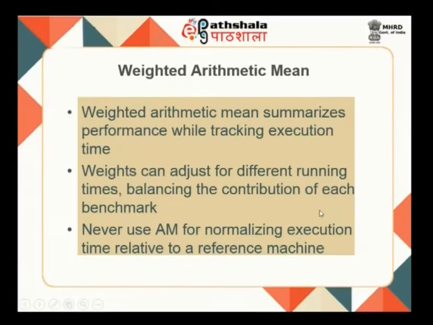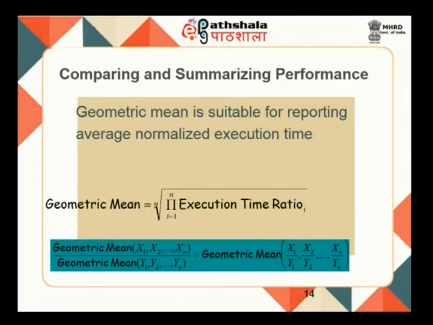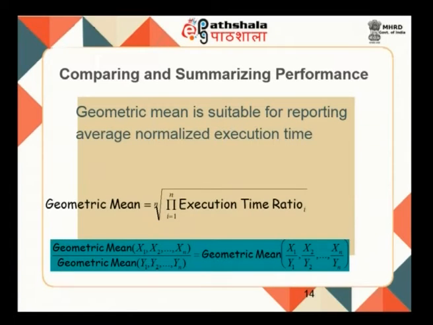But when you are trying to normalize it with respect to a particular reference machine, and based on that you are trying to apply weights, you can never use arithmetic mean for normalizing the execution time relative to a reference machine. So, the other option that you have, if you can't use your arithmetic mean or weighted arithmetic mean, is what is called the geometric mean. Geometric mean is suitable for reporting the average normalized execution time, and this is how you define your geometric mean.